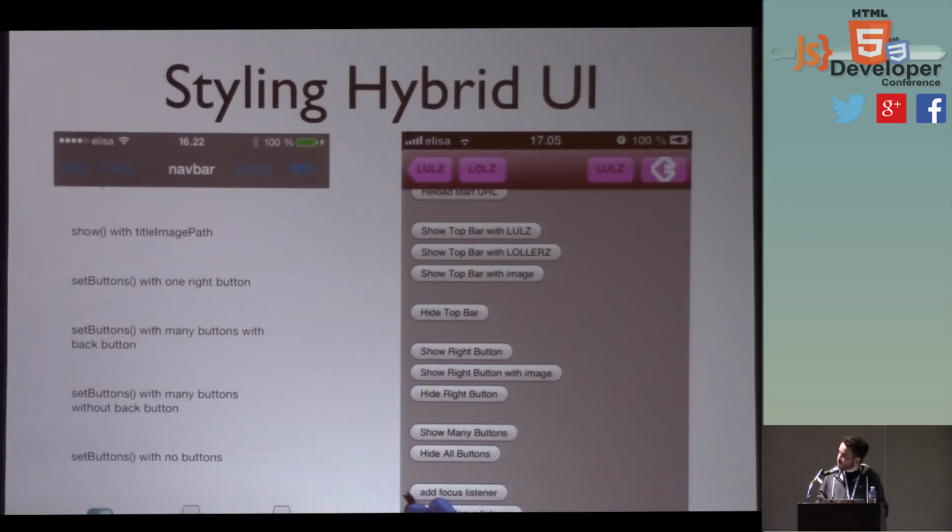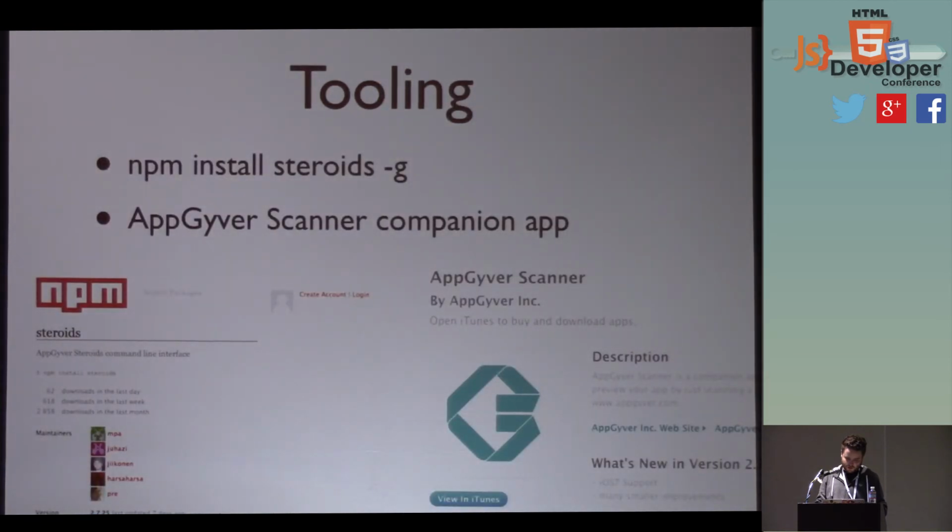And then we do support styling of the hybrid UI, so you can go with iOS 7 style or iOS 6 style, and there you can customize all the native elements that we have. Our development environment works as a Node package. It's a command line interface tool called Steroids. And then there's an AppGyver Scanner companion app to that. So you just download those two and you're good to go.